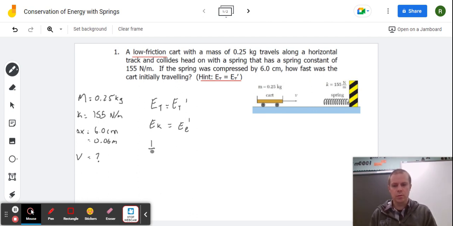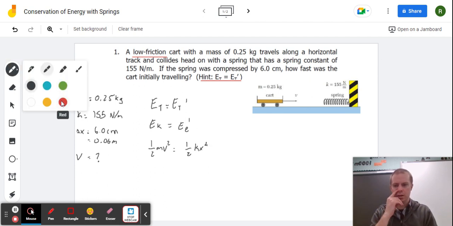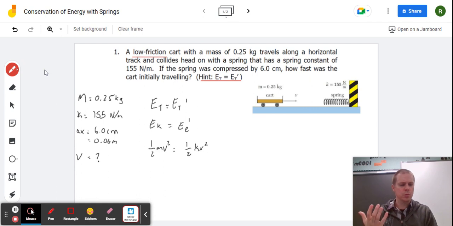So we have 1/2 mv² equals 1/2 kx². Now, normally in these questions, when we do conservation problems, we're able to cross out the mass. That's not the case whenever we have a spring, because there's no m term in the elastic potential energy equation, so we can't cross it out. In this equation, though, we do have a half on both sides, so we can cross that out. Anytime we can make our lives a little easier, we always try to do that.